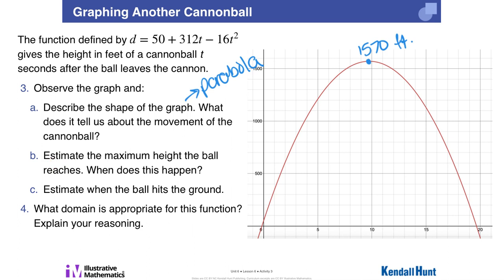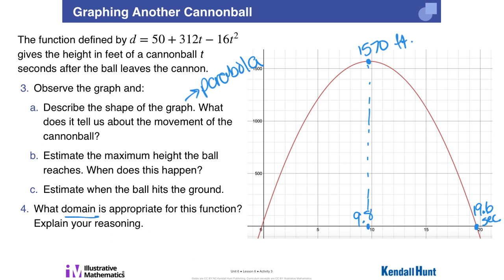We're estimating here the maximum height seems to be about 1,570-ish feet, maybe 80. And then when does this happen? It's happening right before 10 seconds. So probably at about 9.8 seconds. When does the ball hit the ground? That's out here, I would say at about 19.6 seconds. And I know that because that's where the height of the cannonball is now 0, so it's on the ground.